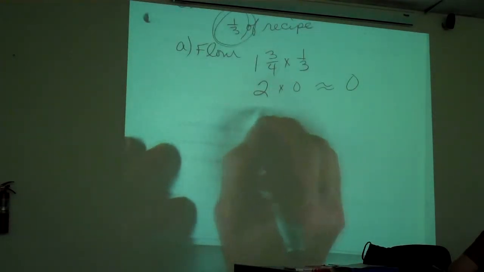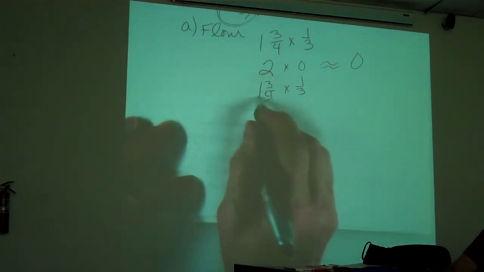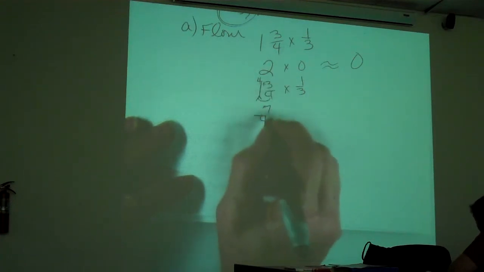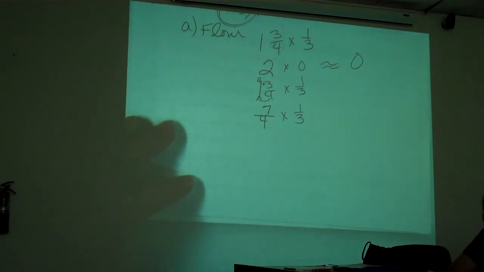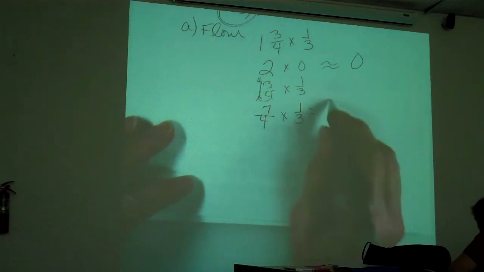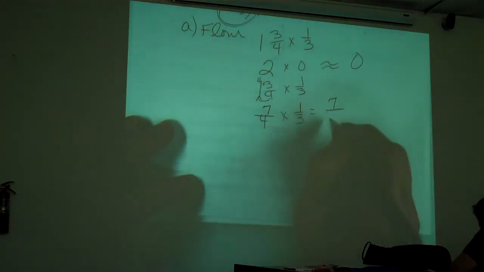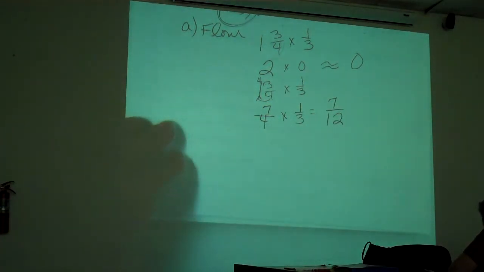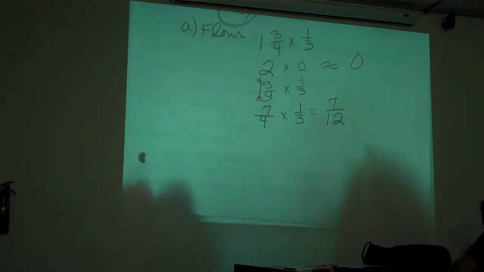Okay, to do the exact, 1 3/4 times 1/3, you're gonna leave it 4. 4 times 1 is 4, plus 3 is 7. Times that by 1/3. 7 times 1 is 7, and 4 times 3 is 12. Okay, 7/12. 6/12 is half, right? So it's a little over half. 7/12 of a cup.